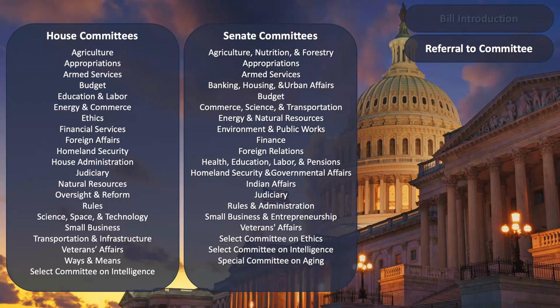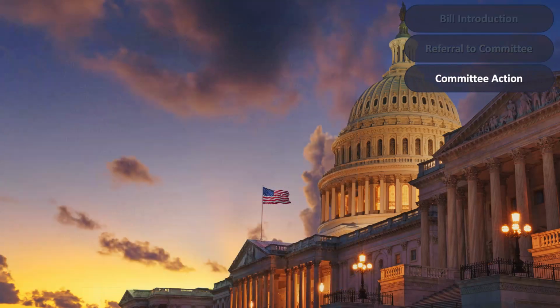Once referred to committee, the real work begins. Bills are placed on the committee calendar, which outlines the meetings and hearings of the committee and its subcommittees. In the House, the Speaker may set a time limit on the work of the committee, requiring them to complete their work by a specific date. Committee chairs also wield considerable power.